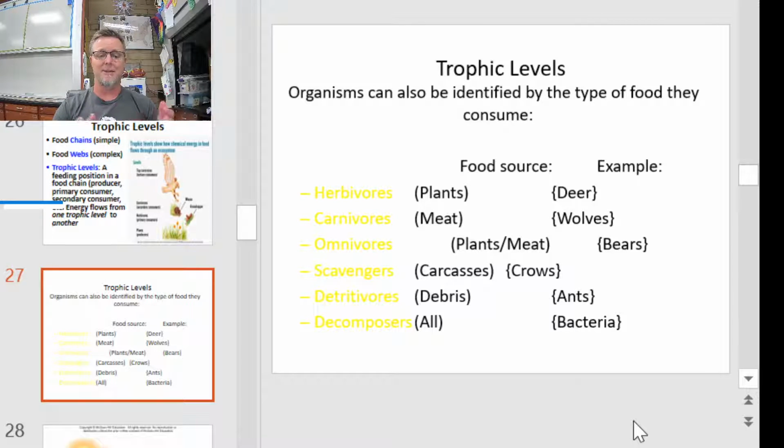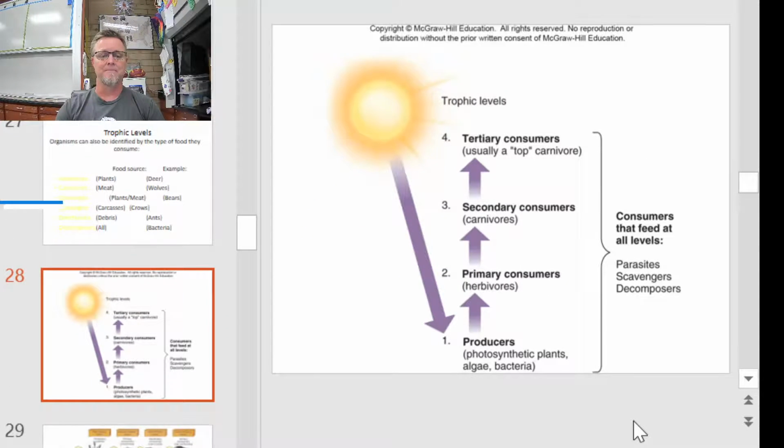Omnivores can eat plants or meat, and a good example would be something like a bear. Scavengers eat dead stuff, carcasses, like a crow or maybe a vulture. Detritivores could be like ants, insects. Decomposers eat whatever has died, and it could be something like bacteria or fungus. Okay, so that's how we would organize these by trophic level.